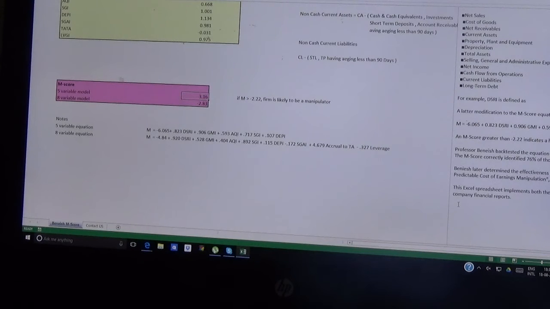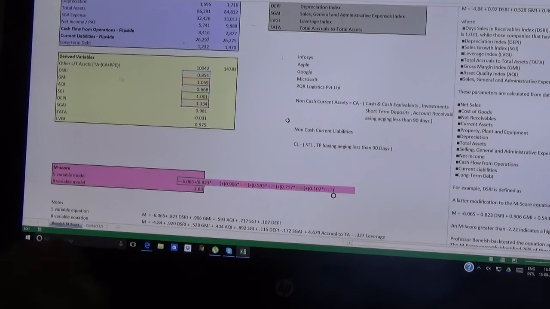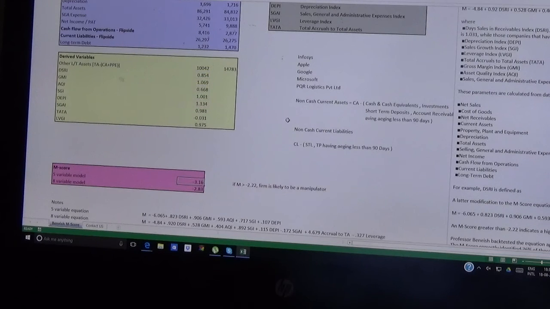Now if I click on the 5 variable model, you can see the coefficients here, right? These coefficients are devised by Mr. Beneish. They are linked with the numbers above. So this 5-score model has a few coefficients and they are linked with these variables. If I go with the 8-score model, then these are linked with these ratios.